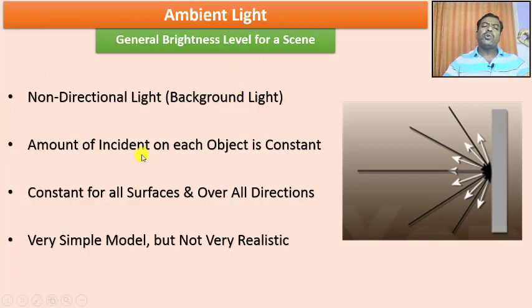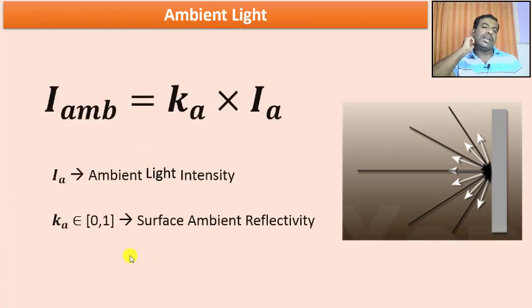And the amount of incident light on each object is constant. Whatever the energy or the intensity incident is going to be constant in an ambient light source. It is constant for all surfaces and in all directions, so I'm going to have constant or uniform reflected rays when it is incident on a surface. This is a very simple model, but if I use this alone, it won't be a realistic image. This is not going to give me a realistic image in my scene.